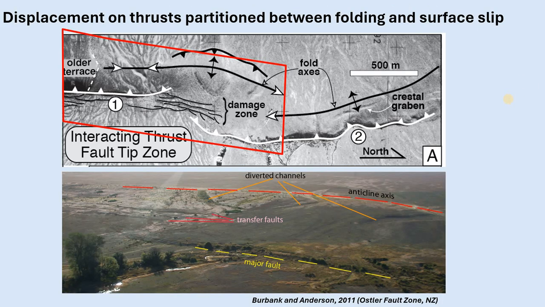So let's transition a bit and talk about thrust faults now. This is a complex system of thrust faults from the Osler fault zone in New Zealand. And what we can see in this map up here, we have one thrust coming through here in white. It actually transitions to another thrust here also in white. And that transition is marked by a series of transfer faults.